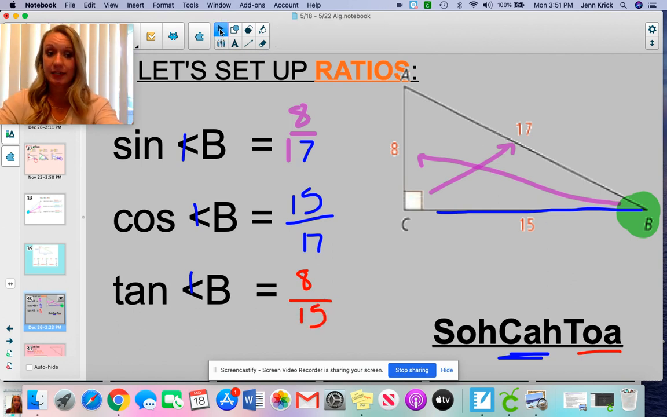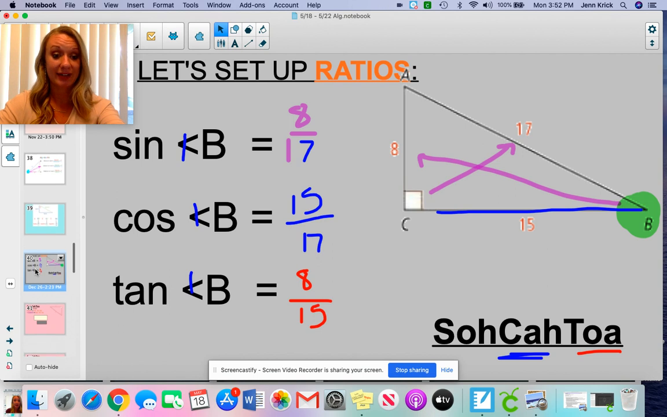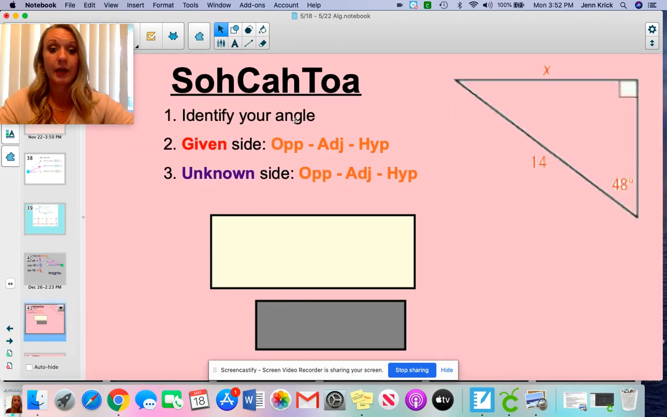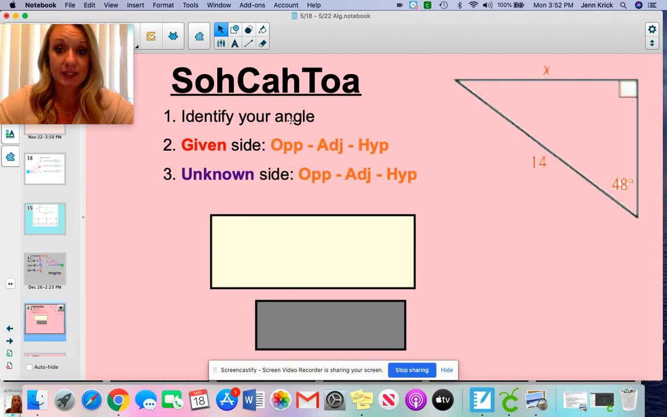Now, that is just setting up ratios to make sure that we understand what we're talking about. Now we're going to get into the actual practice of solving for missing sides. So here we go. Buckle up. When you're asked to find a missing side of a triangle, this is what I do in my head.